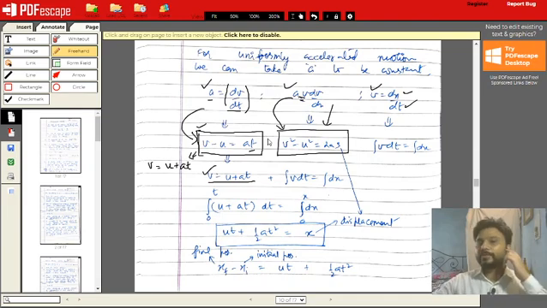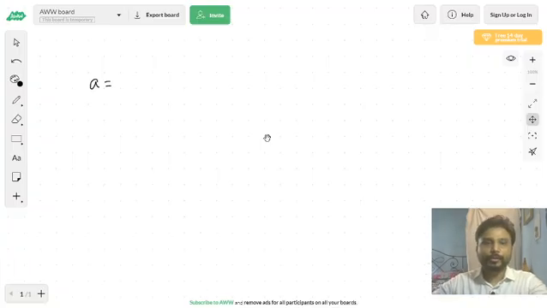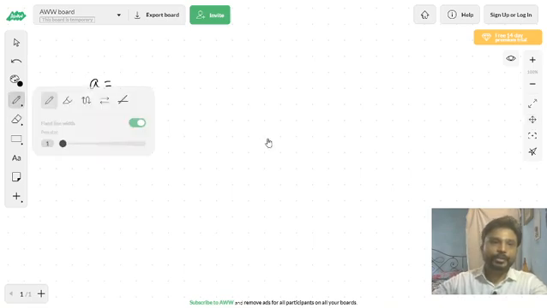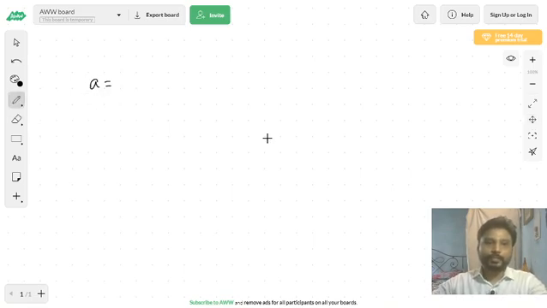So we have to now derive the equation v square is equal to u square plus 2as. So how do we do that? We write the expression a is equal to v dv by dx. So how did we come about this expression, if somebody remembers?